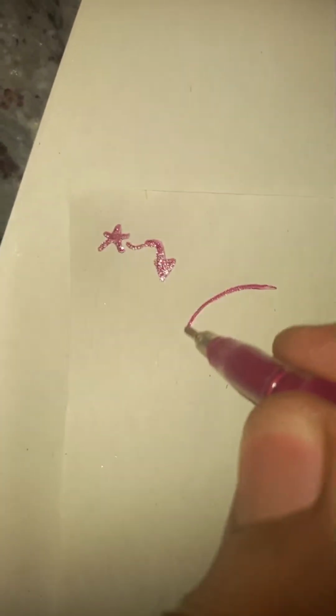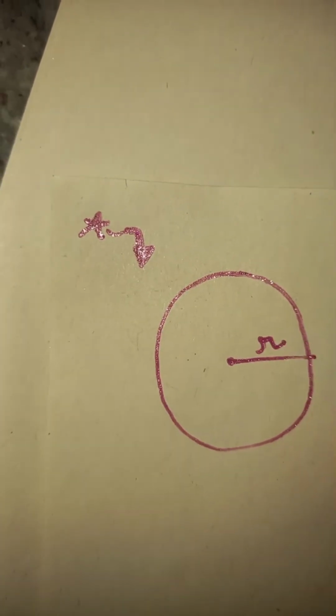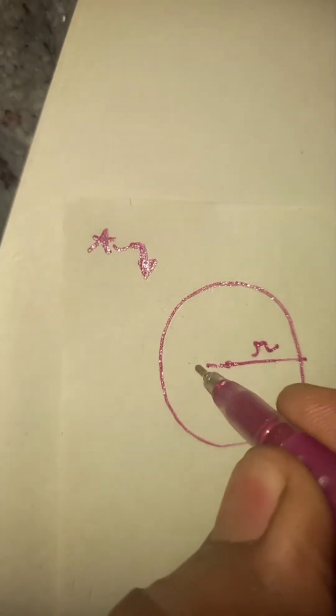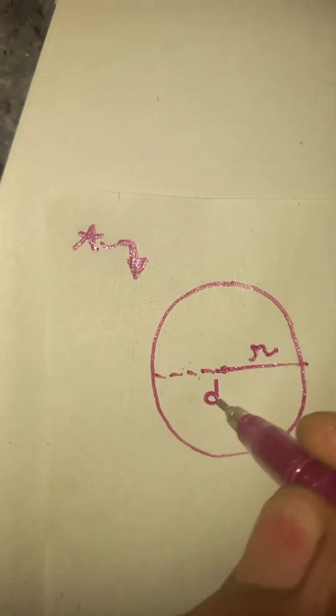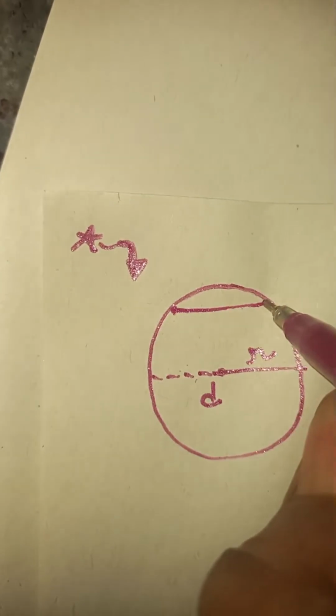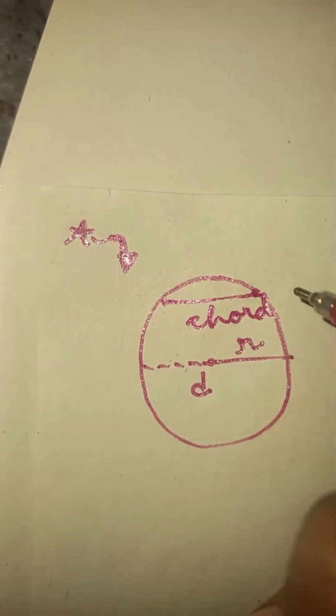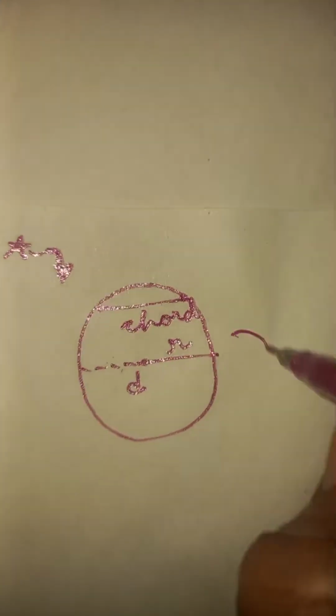Types of circles. If you take this circle, this is known as the radius of the circle, and 2 times this radius is going to become the diameter of the circle. If you join any 2 points on the circle, this is known as a chord of the circle. In this one, I'm going to tell how the chord works.